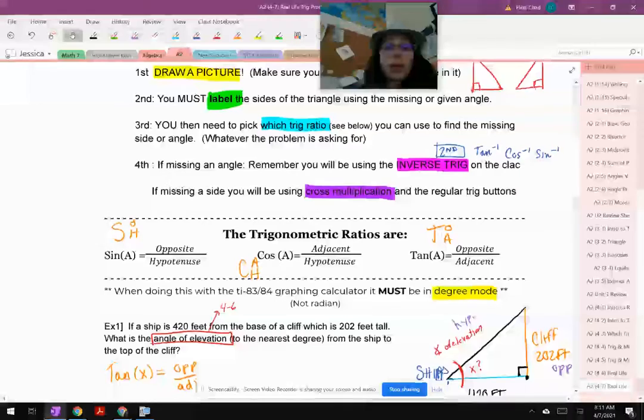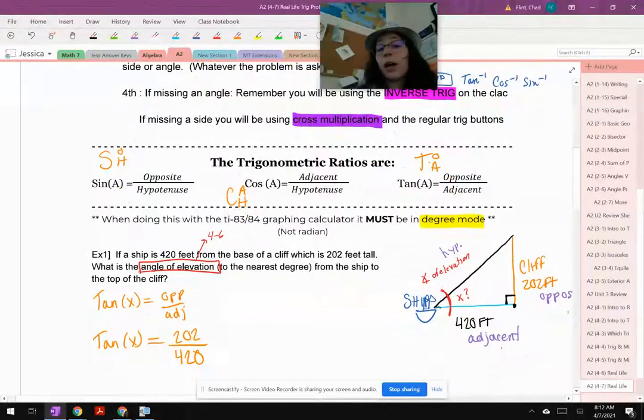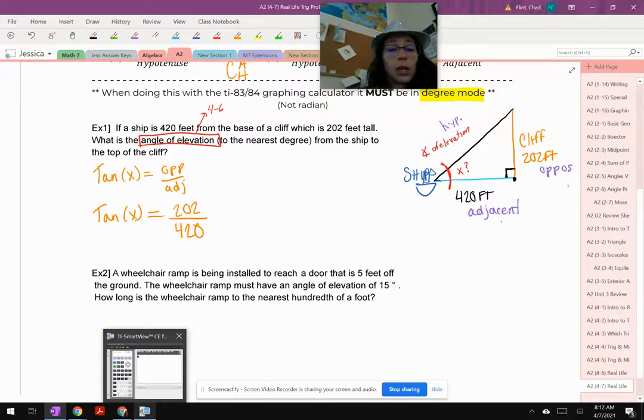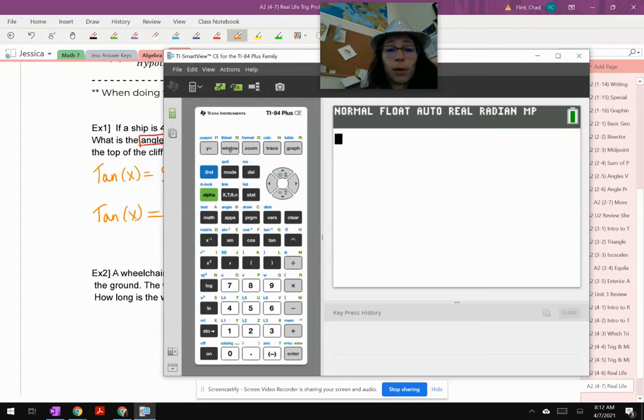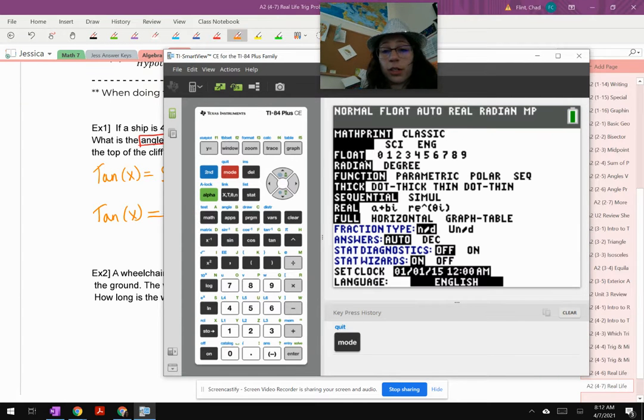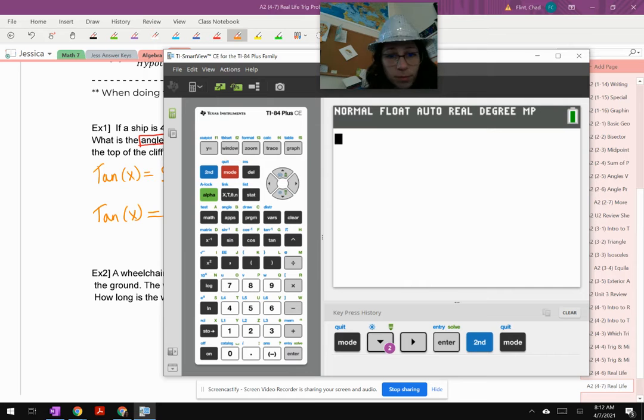Okay, so next we picked our trig ratio. So if missing an angle, which we are, we need to use that inverse trig button. Okay, so let's go to the calculator. Remember, I'm using a graphing calculator, so I need to check to make sure I am in degree mode, which I am not, as you can see how radian is highlighted. Enter to change that over to degree.